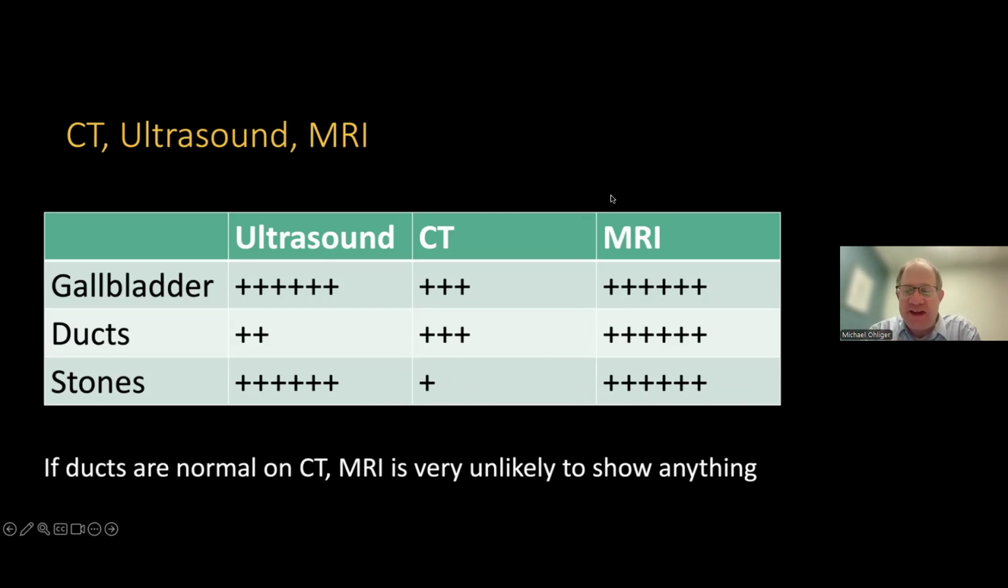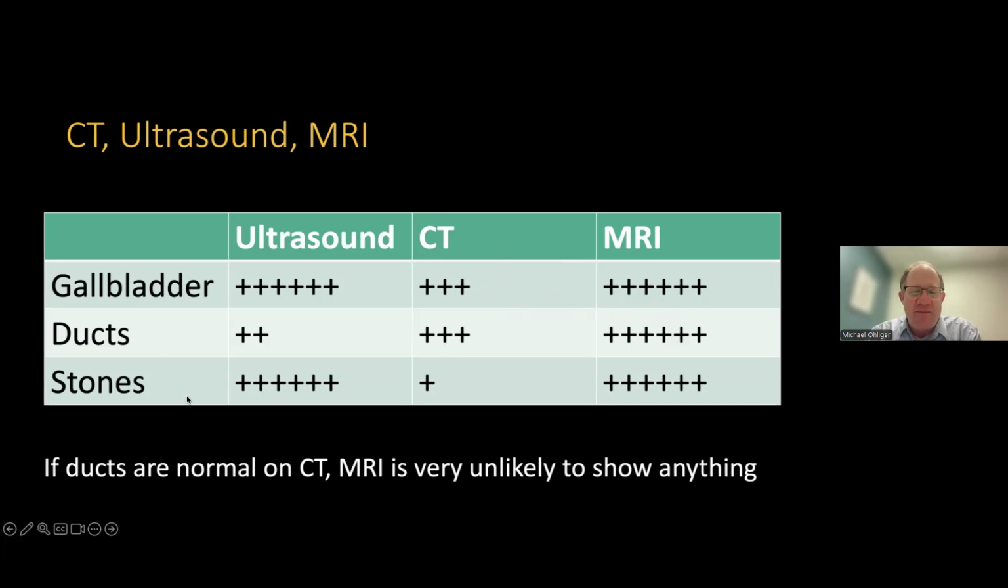The sort of goal at the end is that MRI is actually great for all of this stuff. It's a little expensive, it's a little hard to get, and sometimes it can take a little bit of time to acquire. But in terms of diagnostic ability, looking at the gallbladder, the bile ducts, the stones, the tissues around it, it's really exquisite, and there's really nothing better.